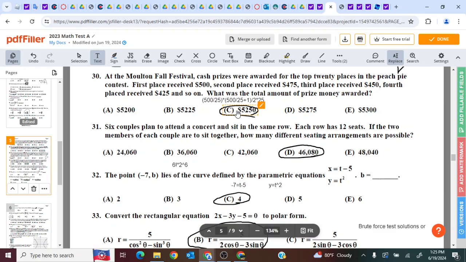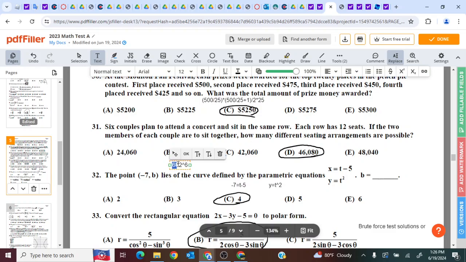31. 6 couples plan to attend a concert and sit in the same row. Each row has 12 seats. If the two members of each couple are to sit together, how many seating arrangements are possible? Well, let's imagine the number of ways the 6 couples could sit. They are sitting in a row, so order does indeed matter. So in this case, there could be 6 couples comprising the first one, 5 the second one, 4 the third, etc. All the way, so that results in 6 factorial.